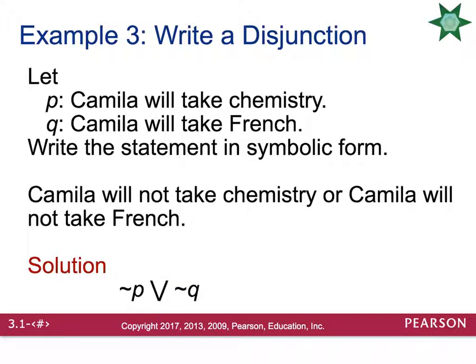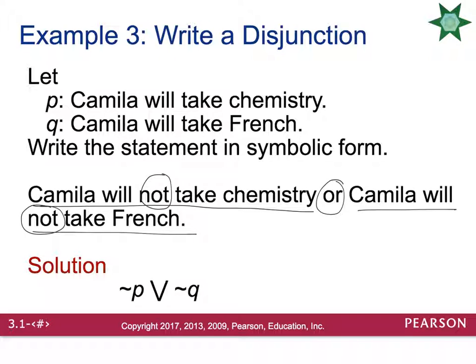Okay, the next statement will be Camilla will not take chemistry. Notice we have a not there. And then or Camilla will not take French. So that will be squiggly P, negation of P. That is Camilla will not take chemistry. And or is going to be the V. And then Camilla will not take French will be the negation of Q. So that's squiggly Q.